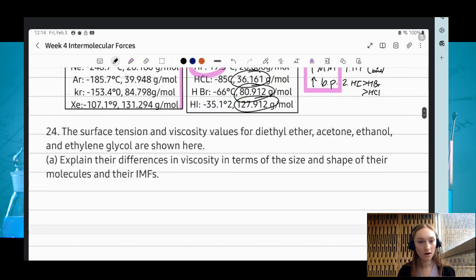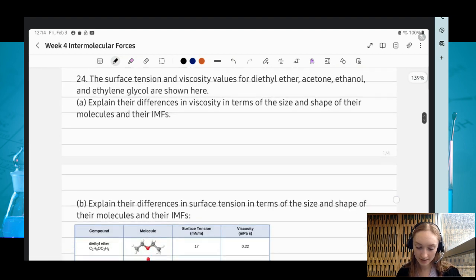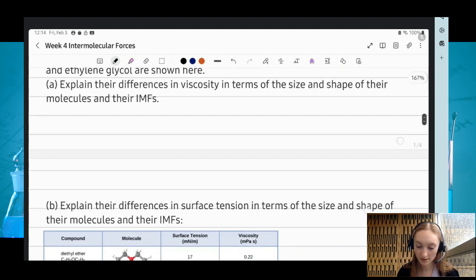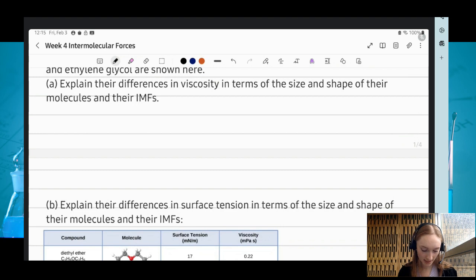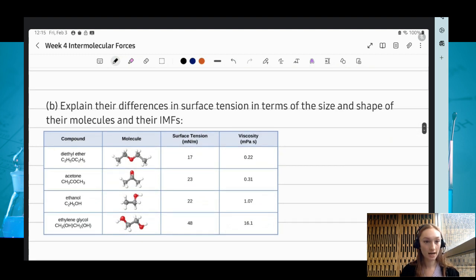Okay, now let's move on to question 24. Question 24 says the surface tension and viscosity values for diethyl ether, acetone, ethanol, and ethylene glycol are shown here. A. Explain their differences in viscosity in terms of the size and shape of molecules and their IMFs. And B. Explain their differences in surface tension in terms of the size and shape of their molecules and their IMFs.